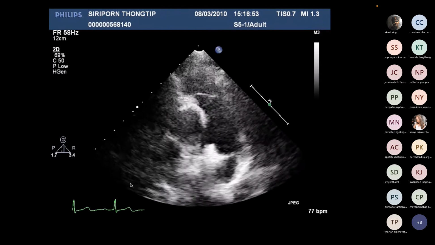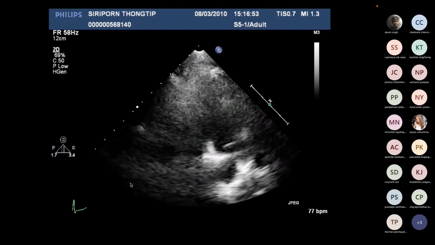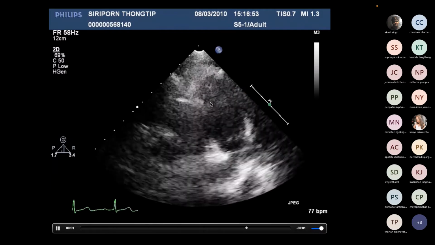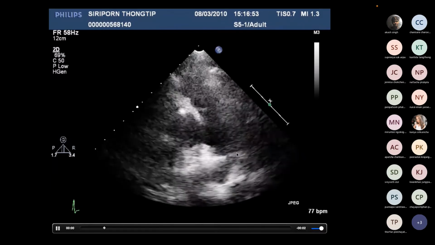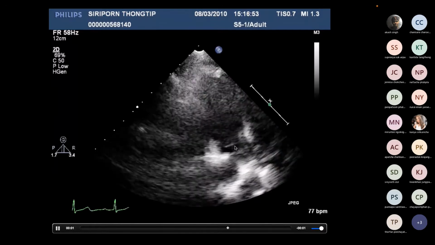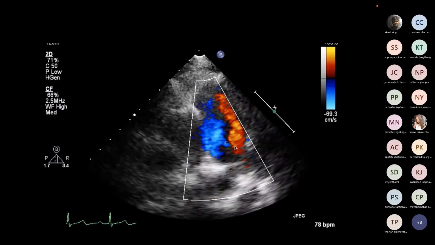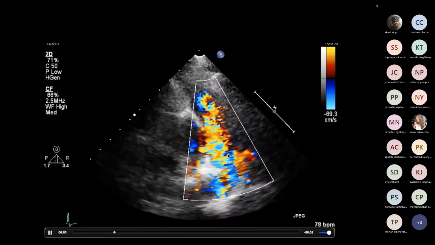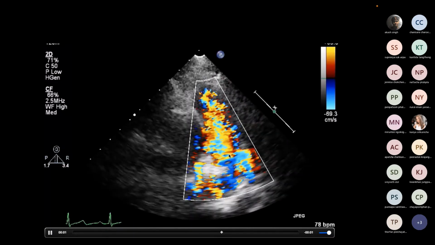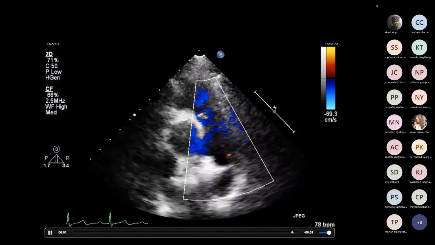It can also travel to, what is this bit here? This pulmonary artery. If you look at the pulmonary artery, there's something moving here which shouldn't be there, right? So that's another IE mass there. Probably traveling from the right side, from the RV into the pulmonary artery.